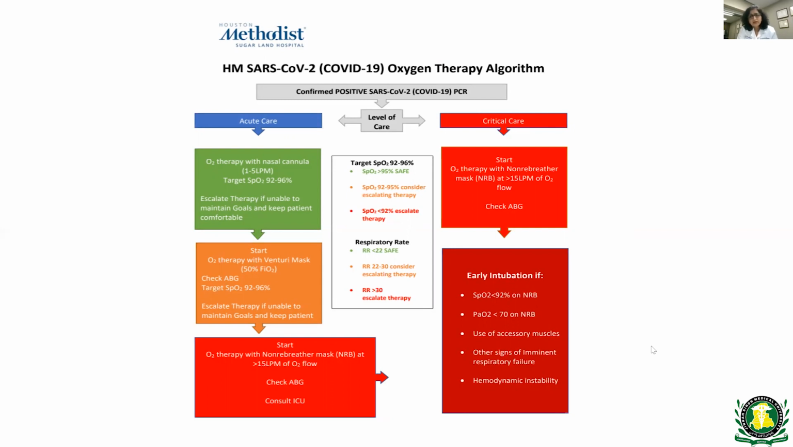And when you start to see that, using accessory muscles, then you want to really pay attention to this patient, because those very strong negative pleural pressures that are generated lead to the worsening of the COVID-19 pulmonary physiology.